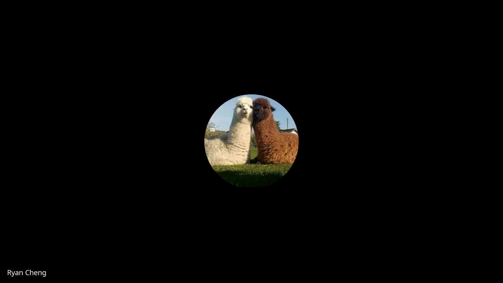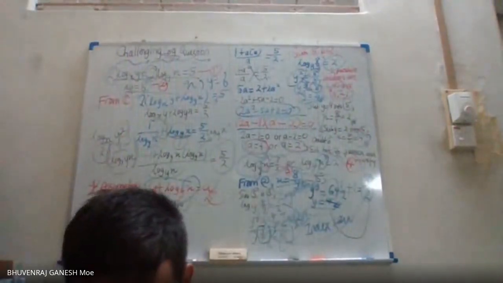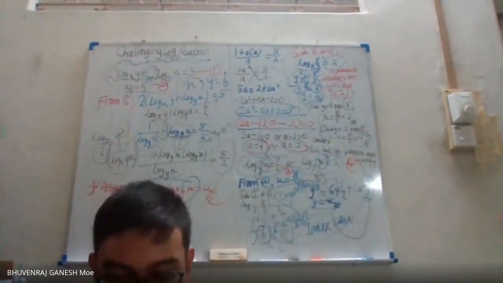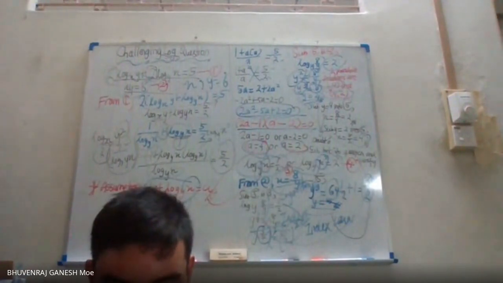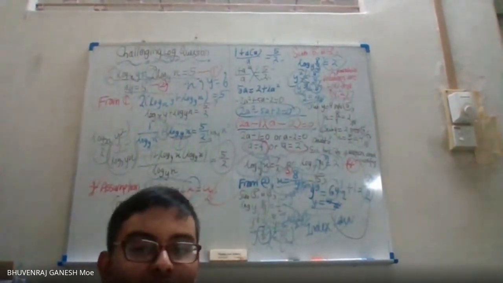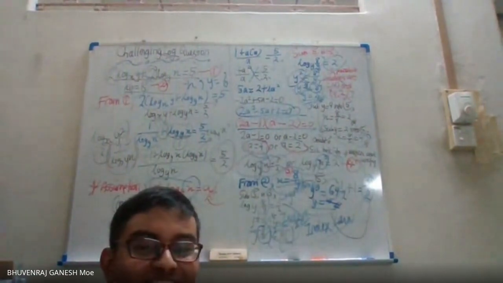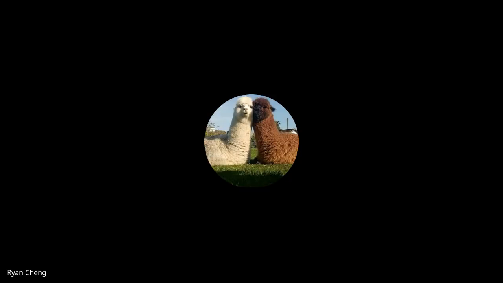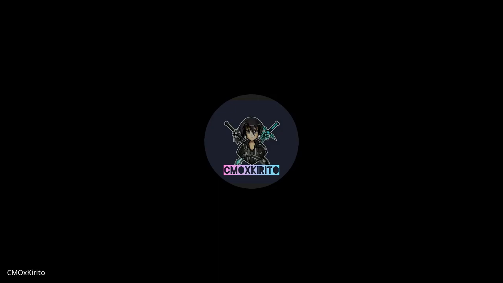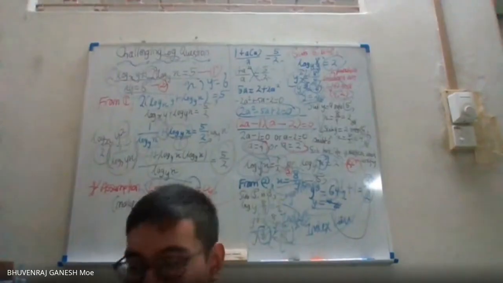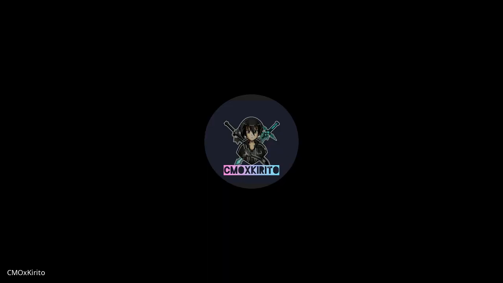Okay, we start with the recap of last time's sine rule. So what is the sine rule formula? Sine A over a equals sine B over b equals sine C over c.